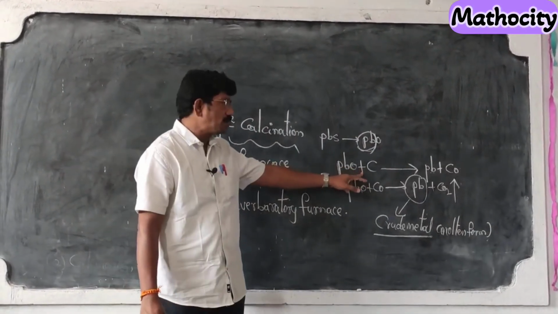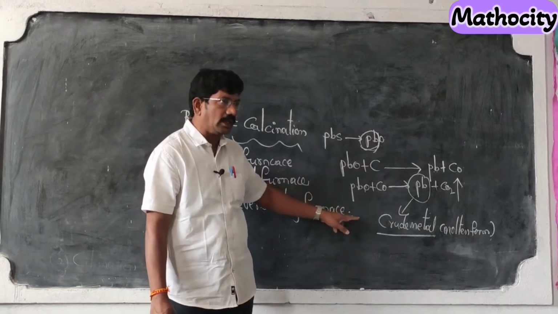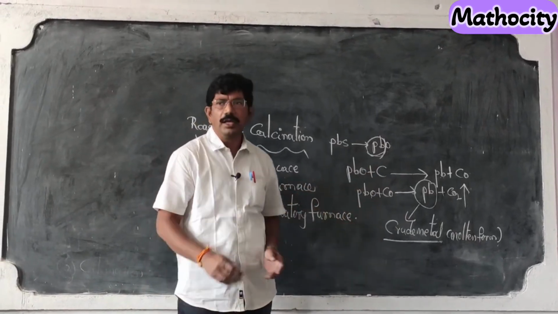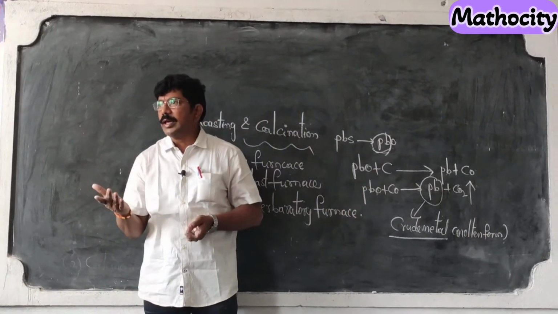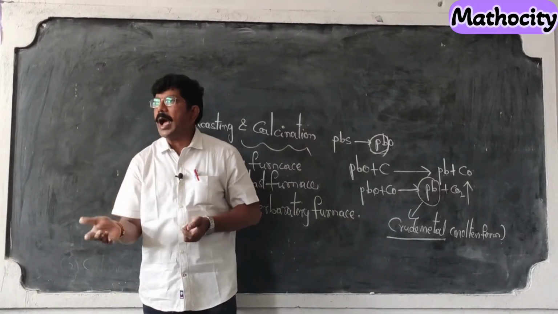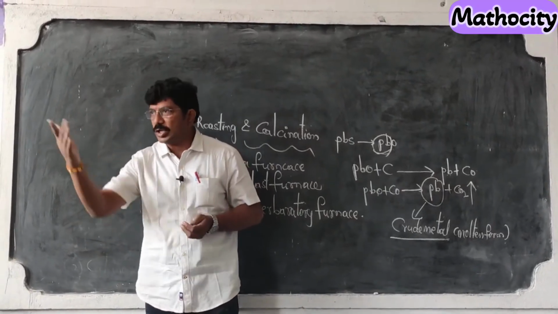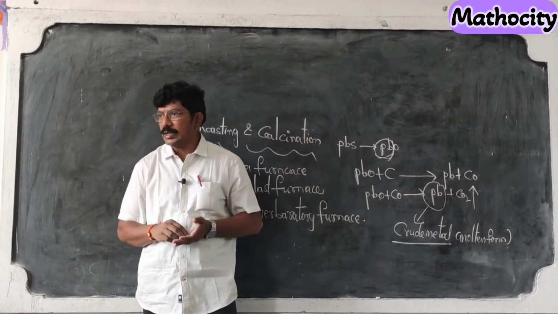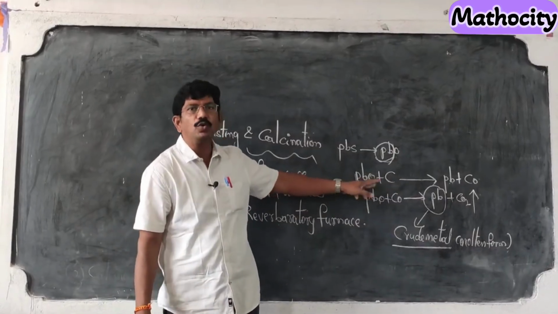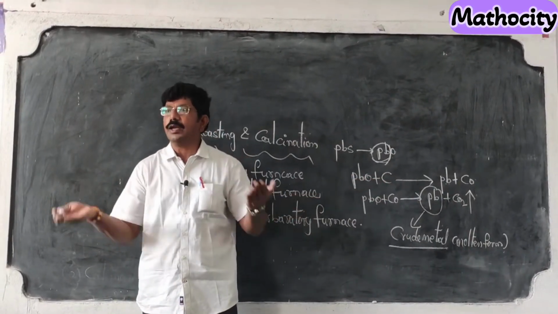So this process is known as reduction. What do you mean by reduction? Reduction is a process in which hydrogen is added or oxygen is removed. You studied this in your 8th class. So here I am removing the oxygen. I don't want any oxygen, I need only the metal.